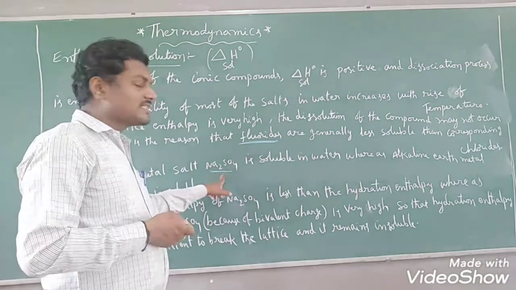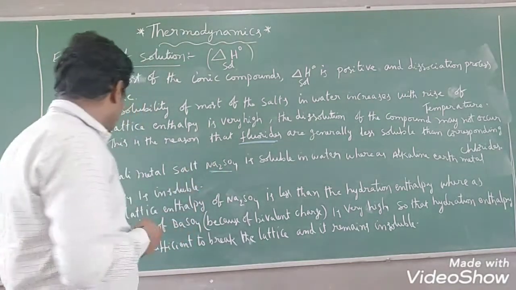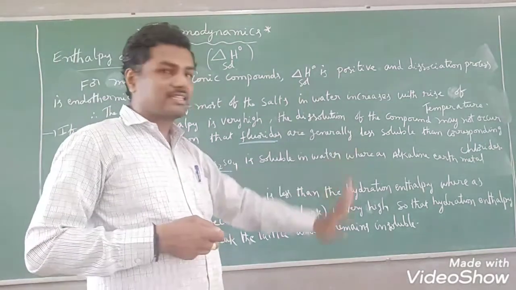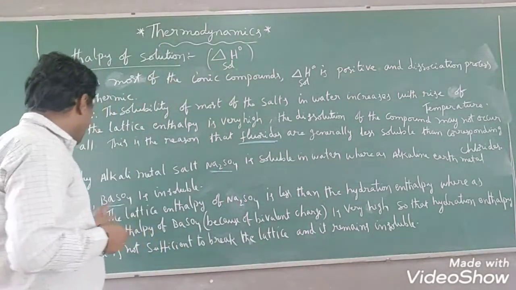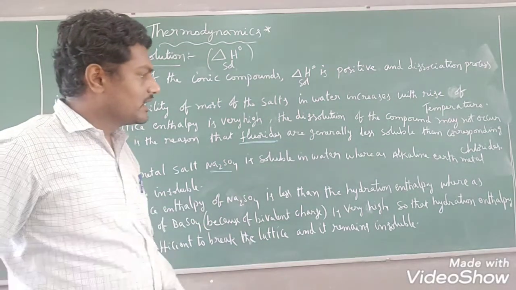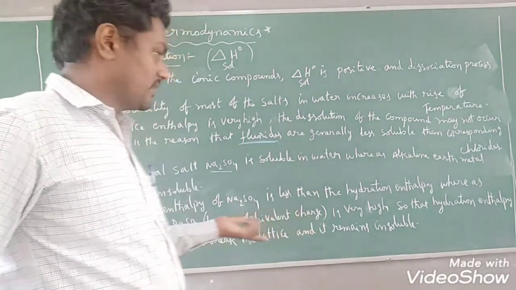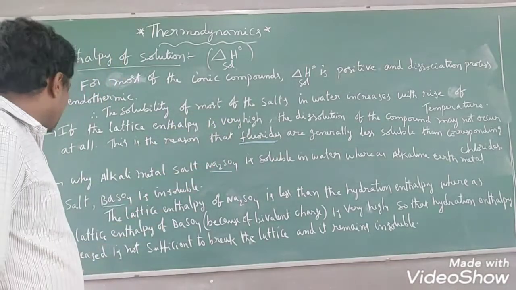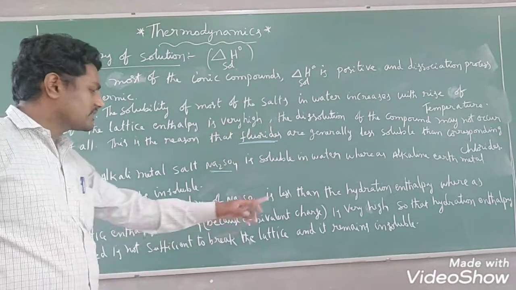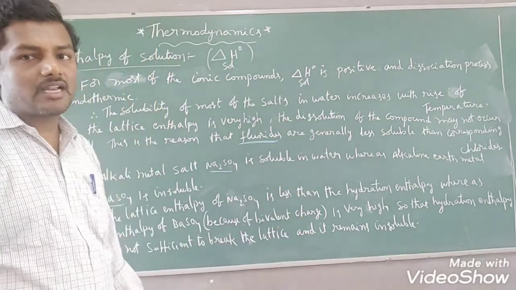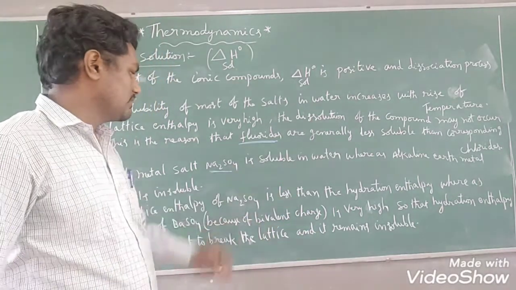Hydration enthalpy dominates over lattice enthalpy. So that's why the lattice enthalpy of Na2SO4 is less than the hydration enthalpy, whereas in the case of BaSO4, the lattice enthalpy is very high compared with the hydration enthalpy. So the hydration enthalpy released is not sufficient to break the lattice, and it remains unstable, insoluble, students.